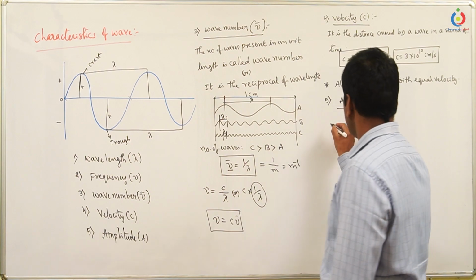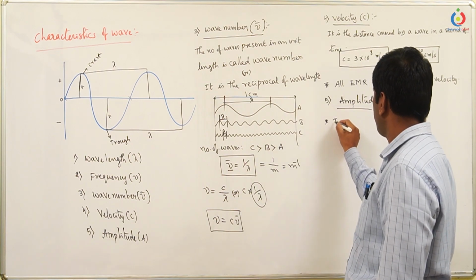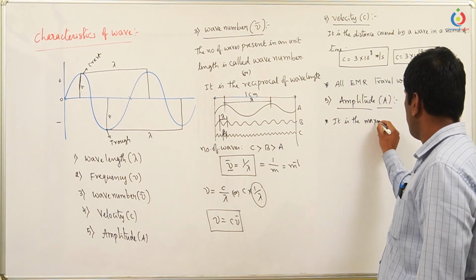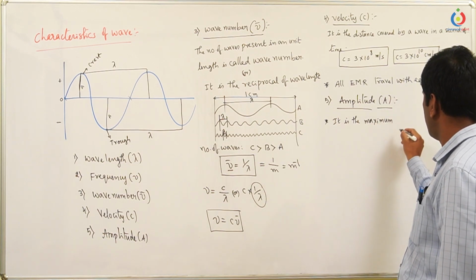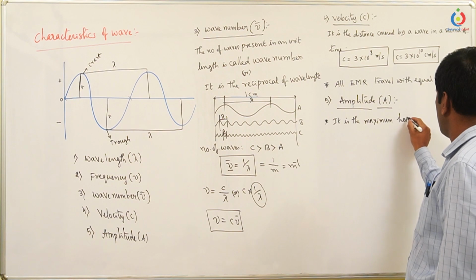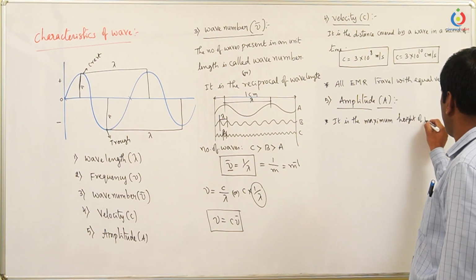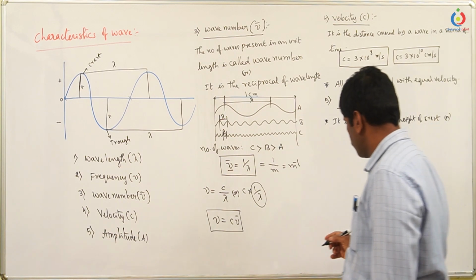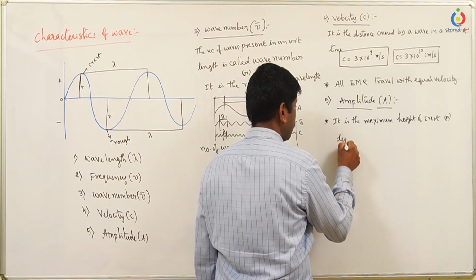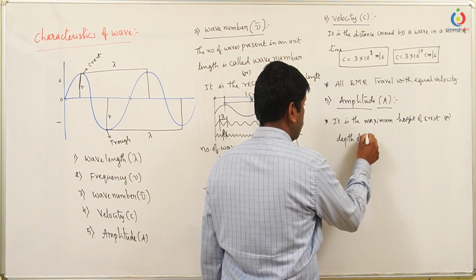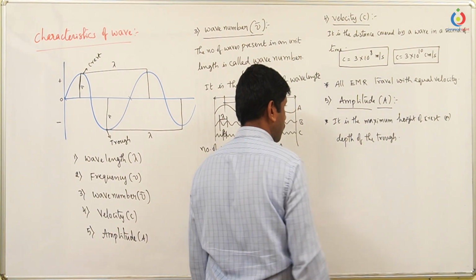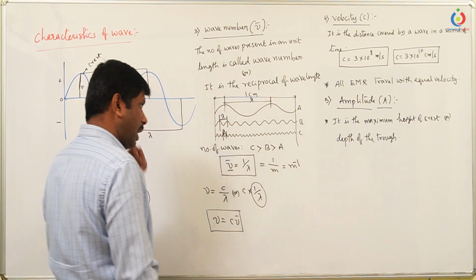So it is the maximum height of the crest or depth of the trough. So that is what is called the amplitude.